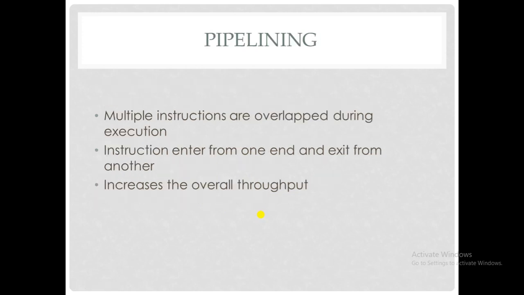Next topic is pipelining. It is a technique where multiple instructions are overlapped during execution. Pipeline is divided into different stages and the stages are connected with one another to form a pipe-like structure. That's why we call this technique pipelining. Instructions enter from one end and exit from another. It will definitely increase the overall throughput of the system.